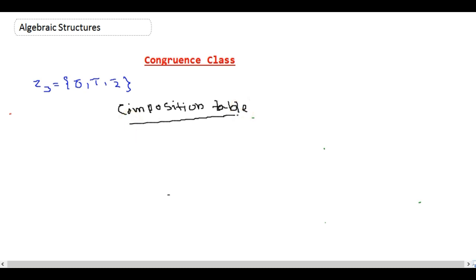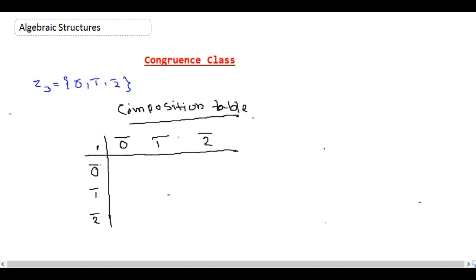So we are going to define multiplication. Write down the composition table. In the upper part we have 0 bar, 1 bar, 2 bar, and here also 0 bar, 1 bar, 2 bar, and here we define the dot. So how is it defined? 0 bar dot 0 bar is 0 into 0 whole bar, so it gives 0 bar. Next, 0 bar into 1 bar is 0 into 1, which again gives 0 bar. Similarly, 0 into 2 is 0 bar.